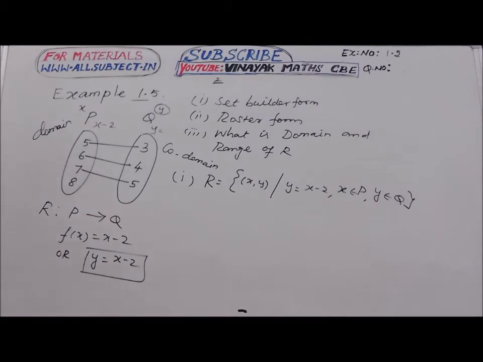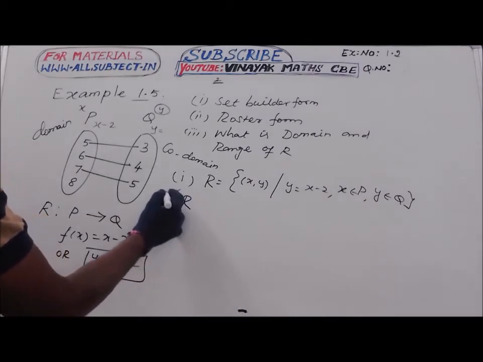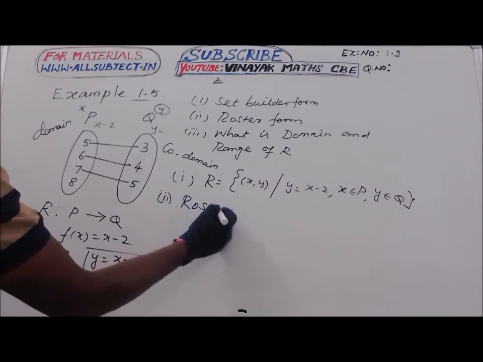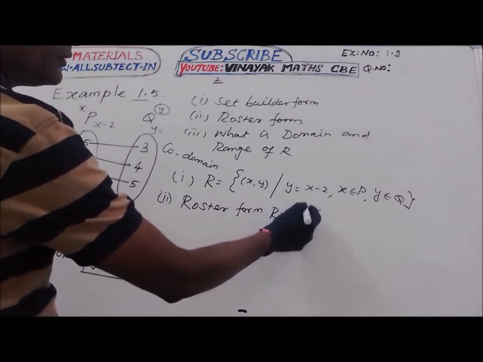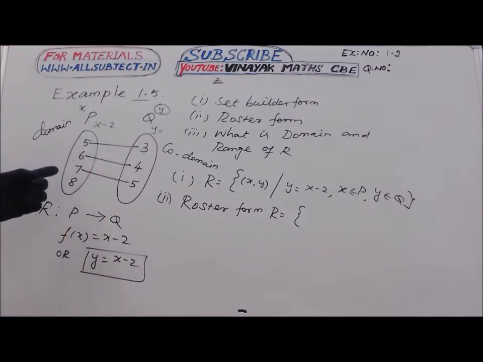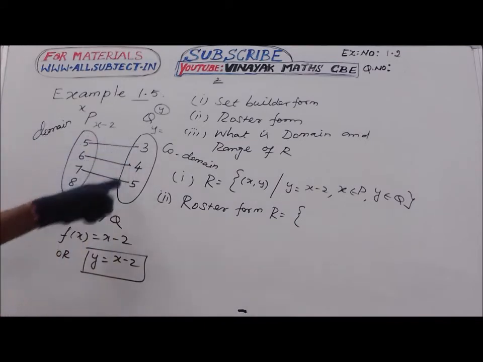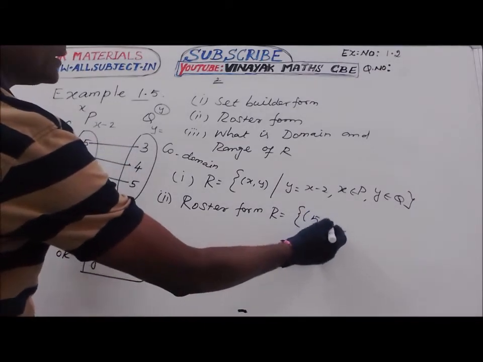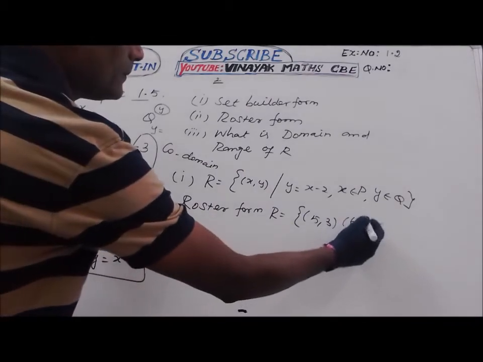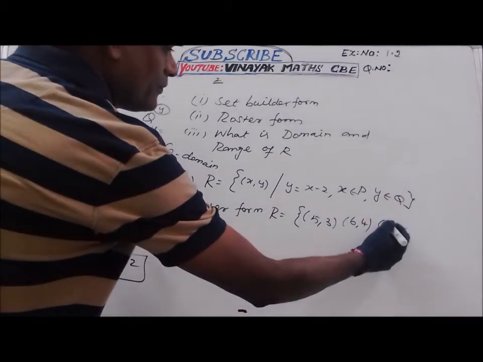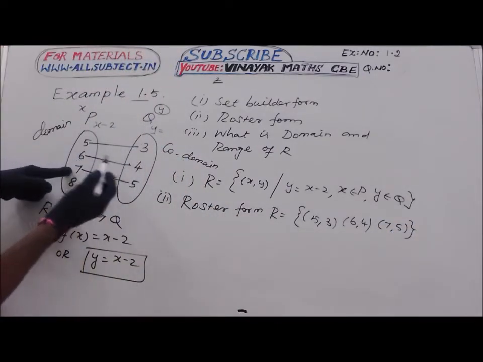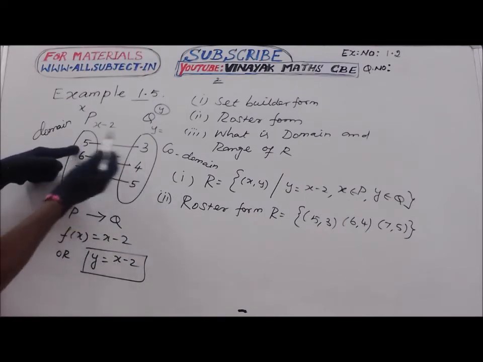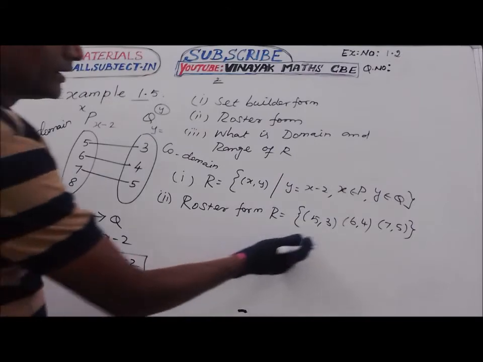And then the second one is roster form. To write in roster form, the relation R equal to the elements 5 comma 3, 6 comma 4 and 7 comma 5. These are written in roster form. The image of 5 is 3, the image of 6 is 4, the image of 7 is 5. For 8 we have no image. So (5, 3), (6, 4), (7, 5) are written in the roster form.